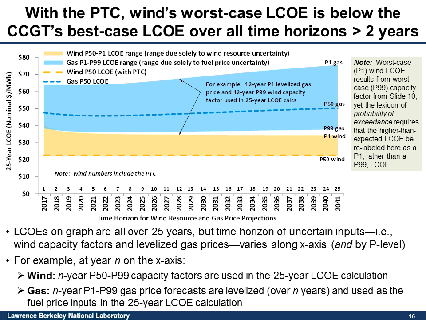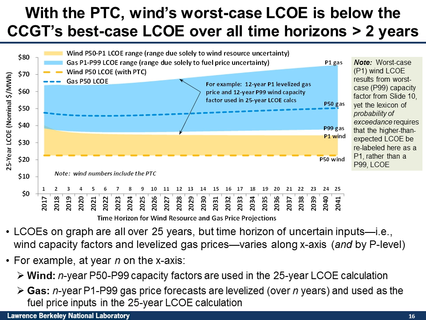First, as noted in the text box on the right, the worst case or P1 wind LCOE actually results from a worst case or P99 wind capacity factor. But given the terminology of probability of exceedance, which of course refers to the probability of exceeding something, I need to call the worst case LCOE for wind a P1 rather than a P99. I know that's perhaps a little confusing, but it's also a relatively minor point.